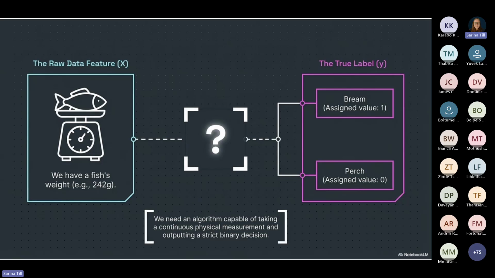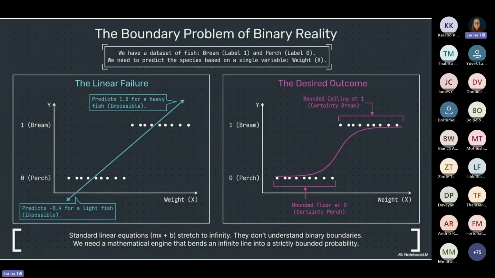This is where we actually want to use regression techniques to do classification. We said in linear regression that regression is not for classification because we don't have discrete values. We want to be able to give a fish's weight, and we need an algorithm to take that continuous physical measurement and give us a strict binary decision: is it a bream or a perch? That's what makes logistic regression interesting, because we're actually using continuous data for our classification. So we are force fitting some stuff together here.